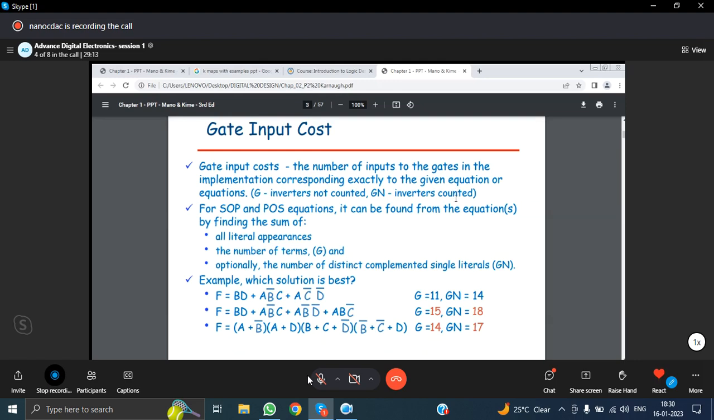So actually, how many gate inputs do we need? For an SOP and POS equation, it can be found from all literal appearances, the number of terms, and optionally the number of distinct complemented single literals. All these things are calculated when we talk in terms of gate input cost. So if we see this one, how many gates?